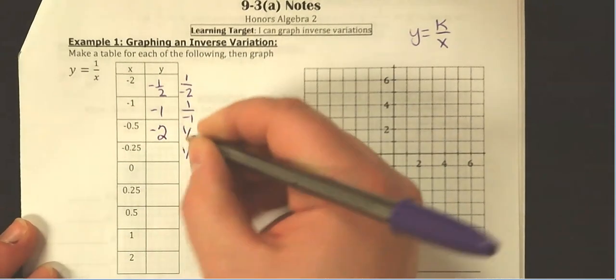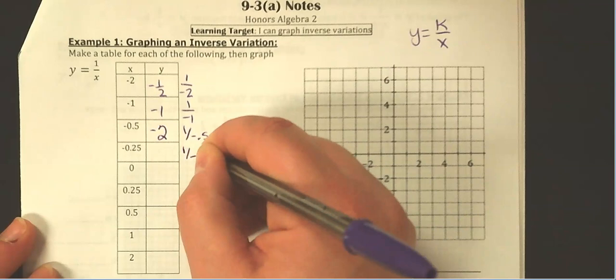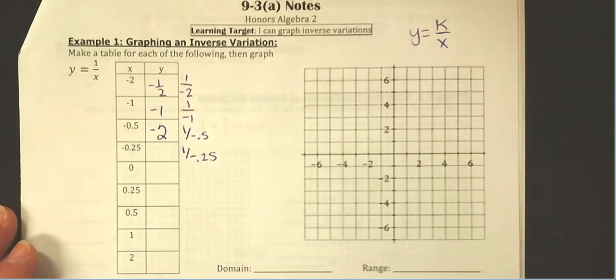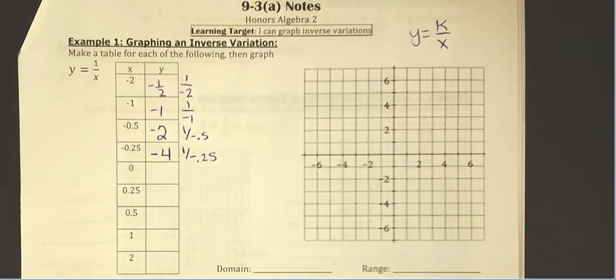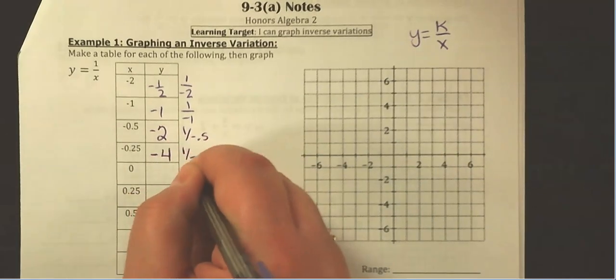If you divide 1 by negative 0.25, it's really dividing by negative 1/4, which would be the same thing as multiplying by negative 4. So that's actually going to be a smaller number because it's negative, but it's going to be negative 4. Okay, what if I do 1 divided by 0?